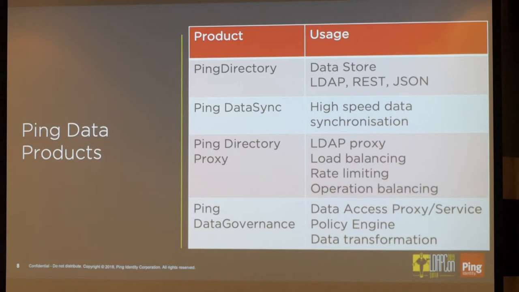They went ahead and did their own fork of the code base when Oracle bought Sun. They built a product and a company around that. Ping never had a directory in its product stack, so we bought UnboundID and rolled that in. Our products were already pre-integrated, and we built that out. So when you buy the Ping data products, you get the top three.